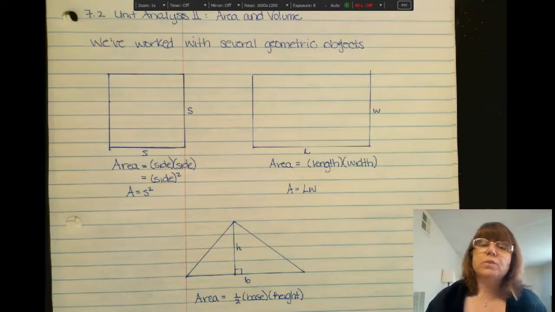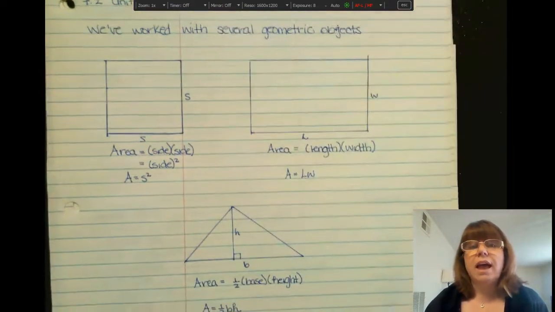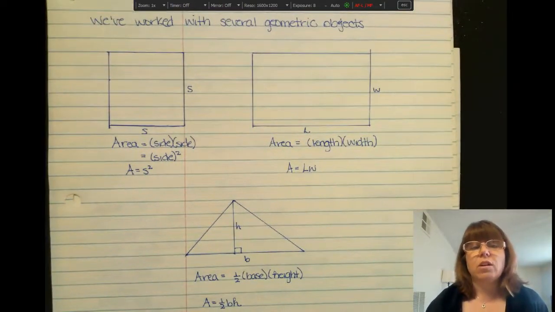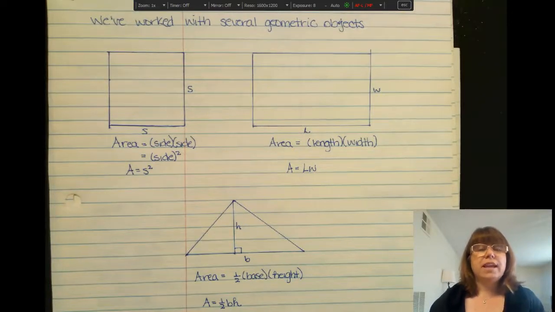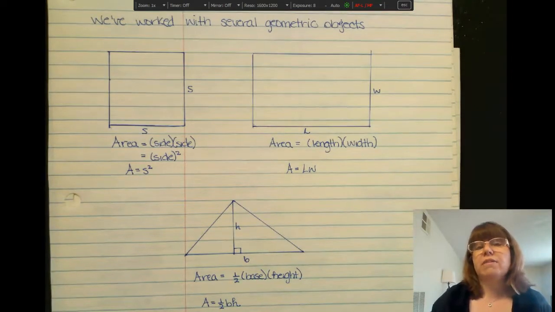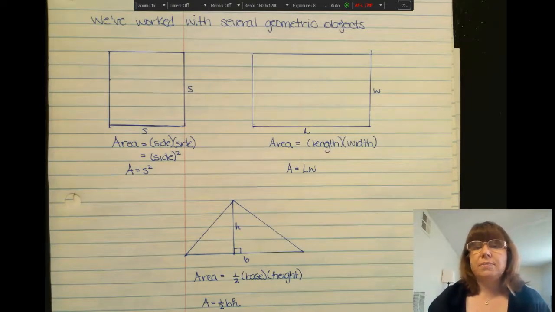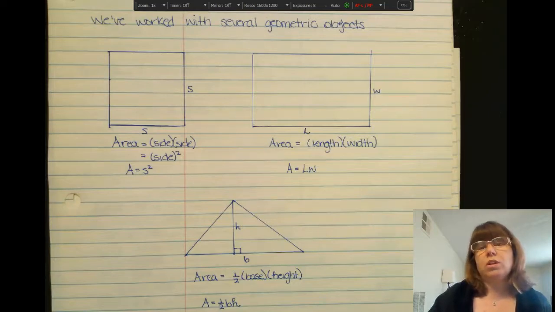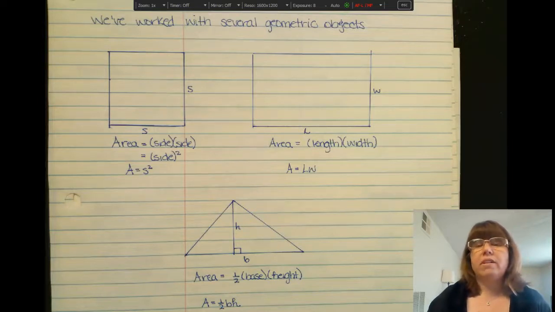In the past, we've worked with several geometric objects like the square, rectangle, as well as triangle. And we have a nice formula to calculate the area of each of these objects. Now, we're going to consider area and volume in terms of units. What would a square yard equal in square feet, as well as what does square inches equal in square feet?